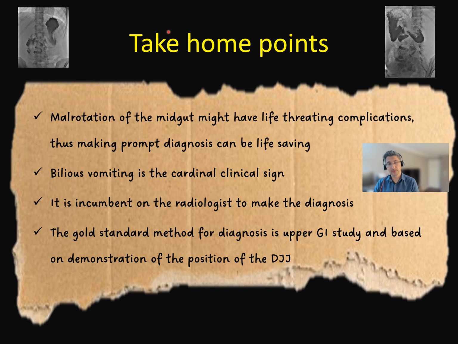Finally, take-home points. Malrotation of the midgut might have life-threatening complications. Thus, making a prompt diagnosis can be life-saving. Bilious vomiting is the cardinal clinical sign. It is incumbent on the radiologist to make the diagnosis. The gold standard method for the diagnosis is the upper GI study, based on demonstration of the position of the DJ junction. Thank you very much for listening.